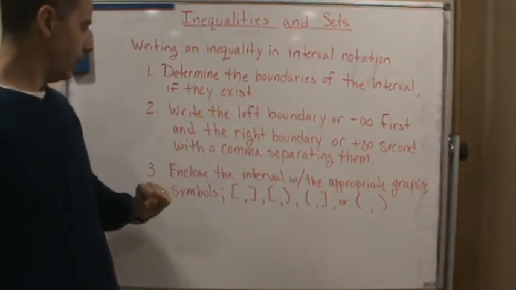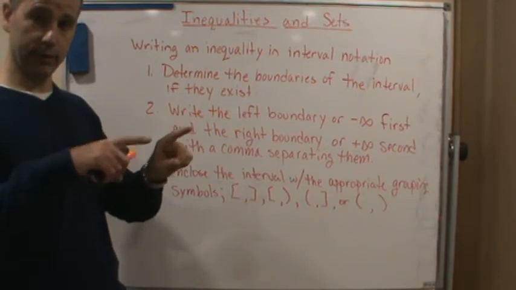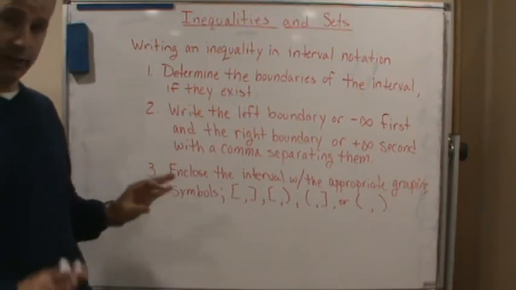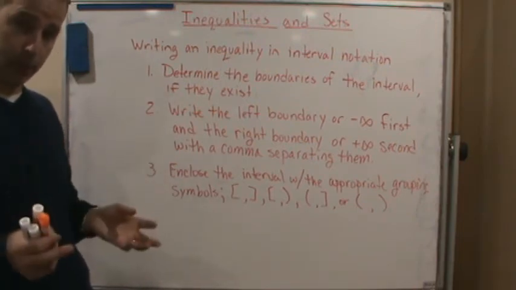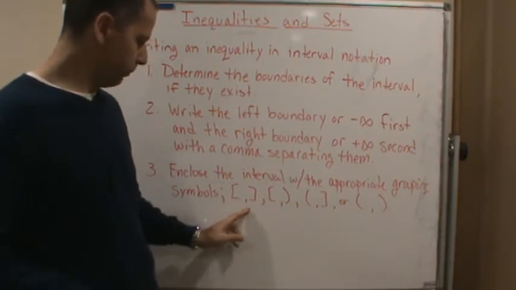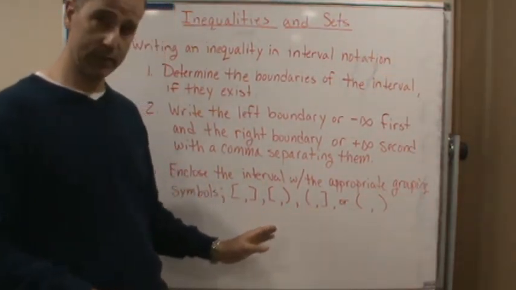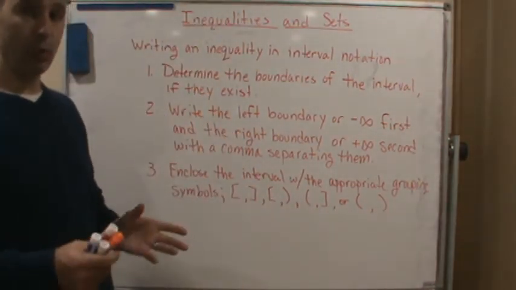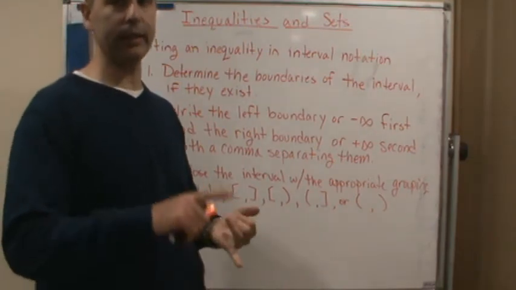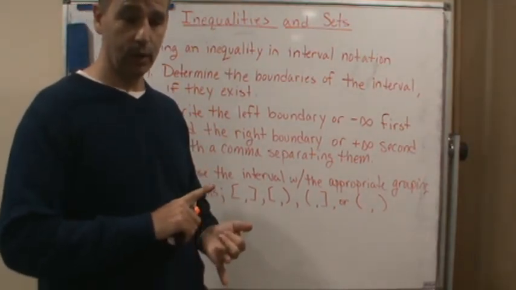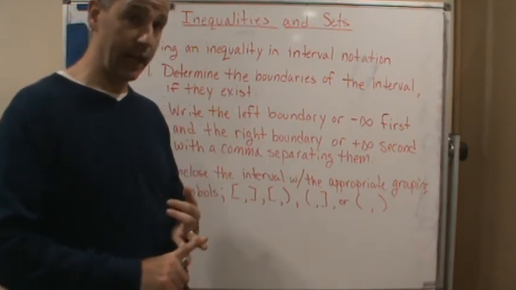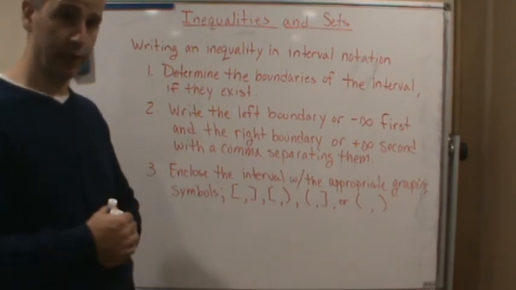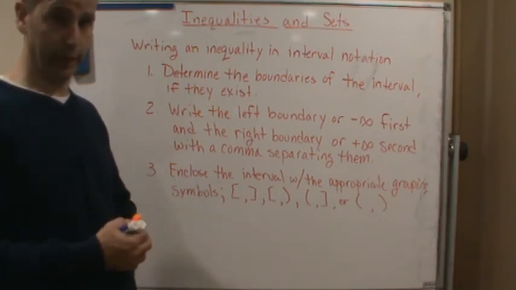Now we always put a comma between the two boundaries in the interval to separate them. And then once we do that, we're going to enclose the two endpoints in the proper groupings: either square brackets for both, a square bracket for one and a parenthesis for the other, or both parentheses, depending on whether we're dealing with strict inequalities or inequalities that involve an equal sign or some mixture of the two. It just depends on whether the endpoints are being included in the set or not.